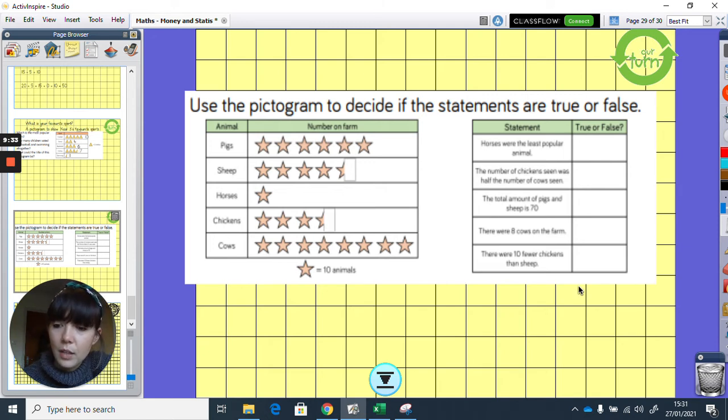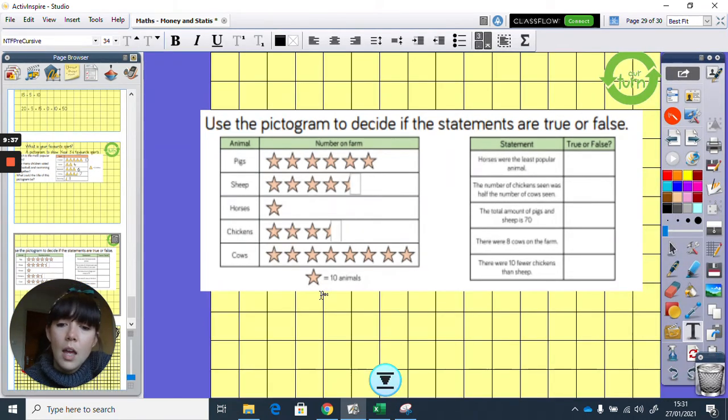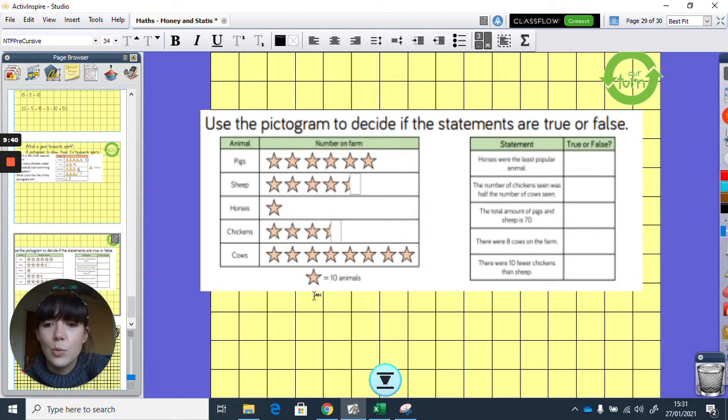Should have paused the video. Now we are going to work out the answers. So, 1 star equals 10 animals. So how many pigs there are? 10, 20, 30, 40, 50, 60. You've probably got the hang of it by now. Remember, half a star will equal 5.